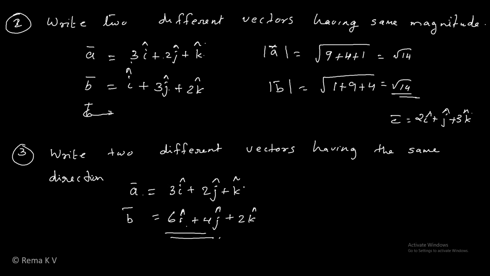If you multiply this with a negative number, that is if you are multiplying it with minus 2, then we are getting a vector which is having opposite direction of A. Having direction opposite to this vector A. Is it clear?